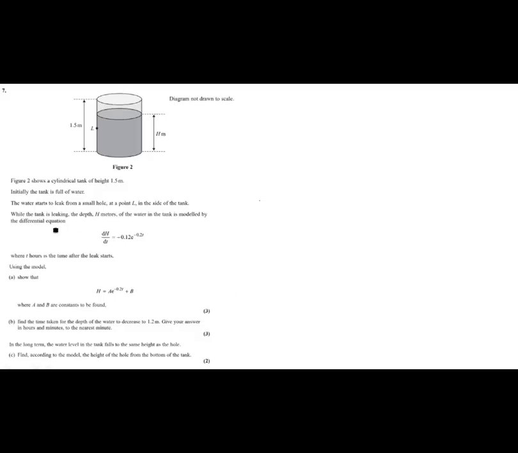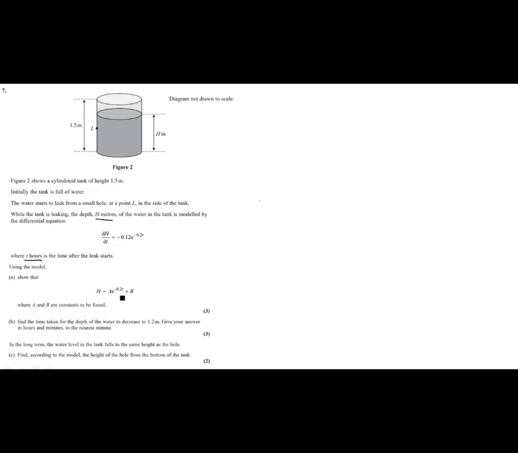Question number 7. Figure 2 shows a cylindrical tank of height 1.5 meters. Initially, the tank is full of water. The water starts to leak from a hole at a point L in the side of the tank. So this is the point L. While the tank is leaking, the depth h meters of the water in the tank is modeled by the differential equation dh over dt equals minus 0.12 e to the power minus 0.2 t, where t hours is the time after the leak starts. So t is in hours. It's important to note the units here.